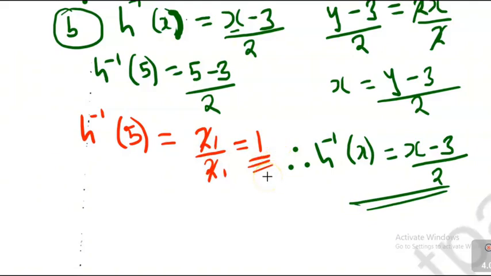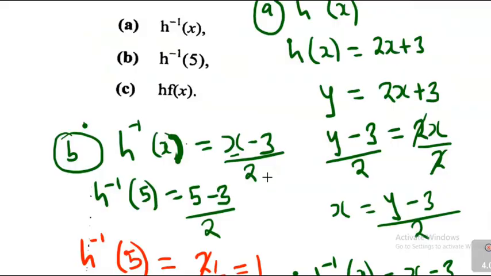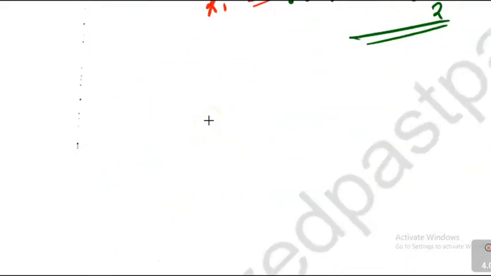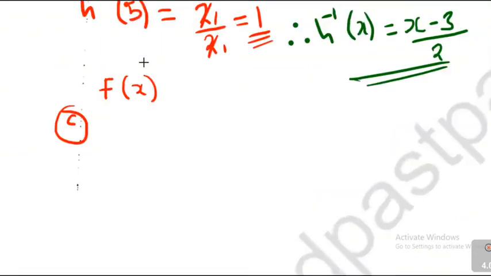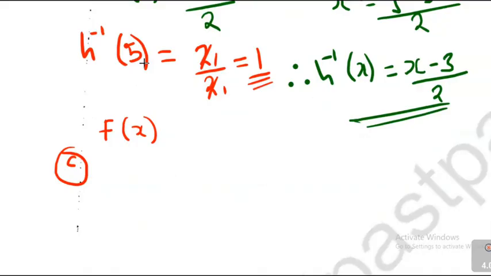So let us see how we can answer the last question now. This is our last question. They want you to find h of f(x). This is a composite function. We are now on question C. So remember our functions first: we have f(x), which is equal to x minus 4.